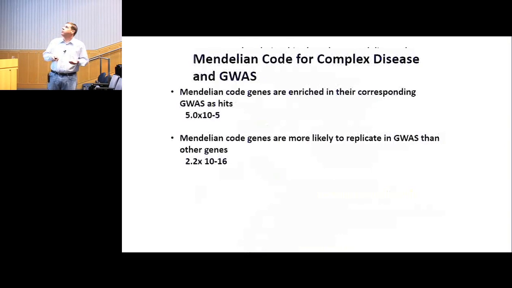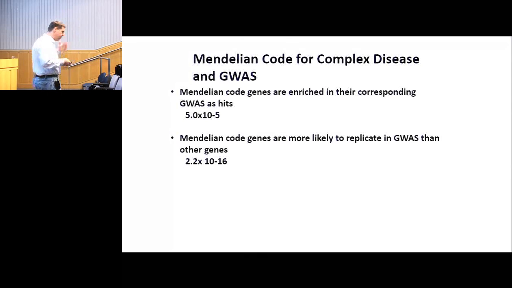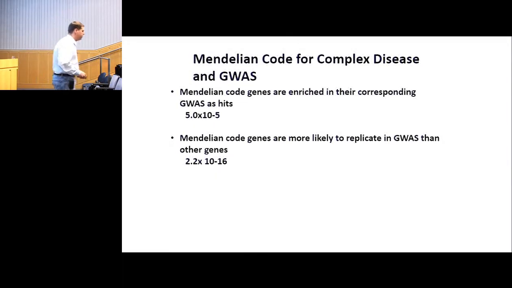So how do we test this? We thought about this for a while, and I eventually decided that probably the biggest data set we could look at is all these GWAS studies that have been done for all these complex diseases, and then ask, are Mendelian code genes enriched in their representation as GWAS hits? And the answer is yes, they're highly significantly enriched.